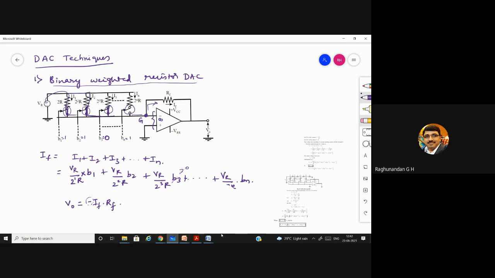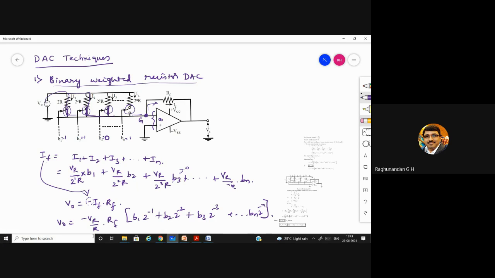After that, we are just going to substitute the above equation. We have IF, and we substitute IF in this equation. So we get V naught is equal to minus VR by R into RF. We have taken R common into B1 2 to the power of minus 1 plus B2 2 to the power of minus 2 plus B3 2 to the power of minus 3 till Bn 2 to the power of minus n.